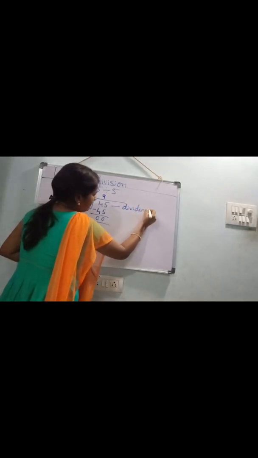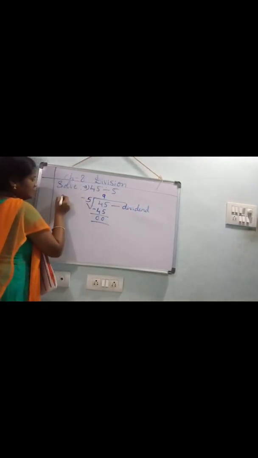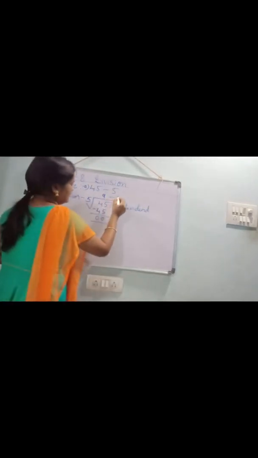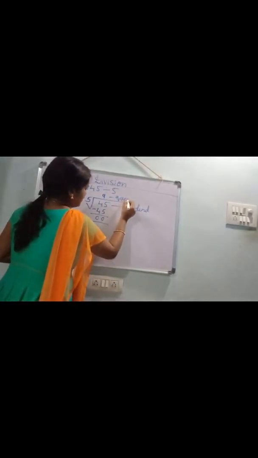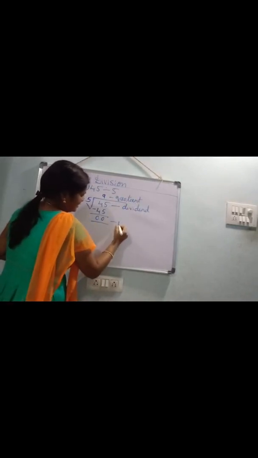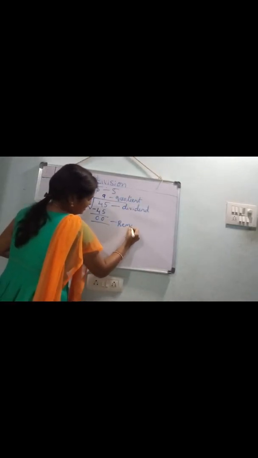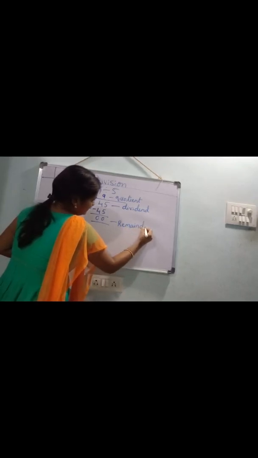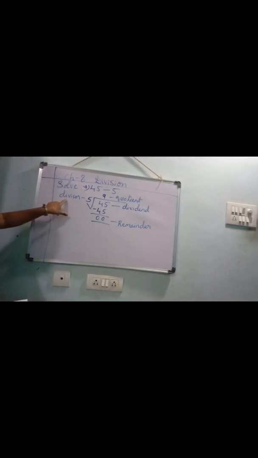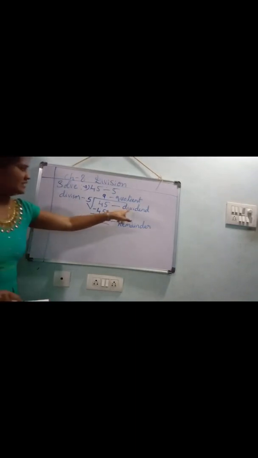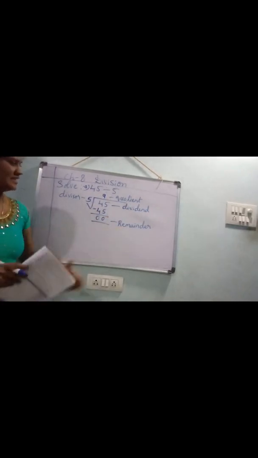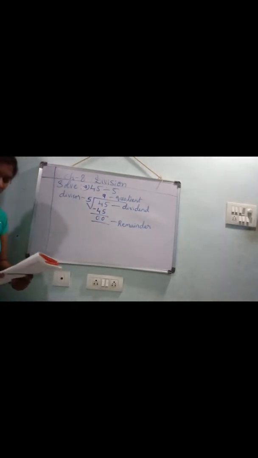See, this is the dividend. This is the divisor. This is the quotient. This is the remainder. Yes or no? This one is the divisor, this one is the dividend, this one is the quotient, this one is the remainder. Understood, children?